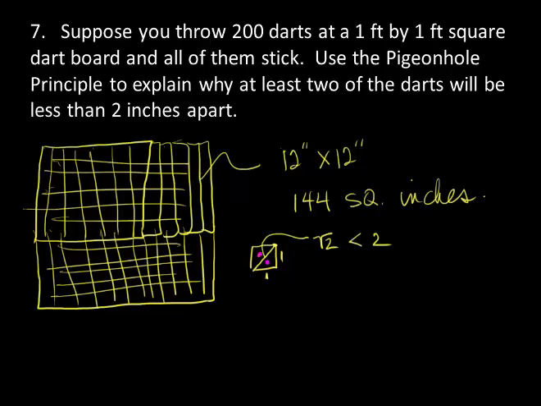So your answer could be, you are throwing 200 darts at a 144 square inch board. By the pigeonhole principle, at least 2 darts would land in the same 1-inch square. And therefore, those 2 darts would be less than 2 inches apart.